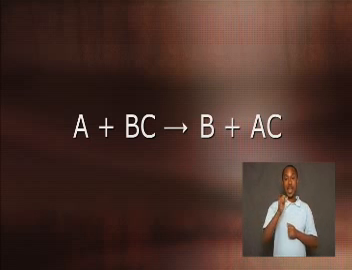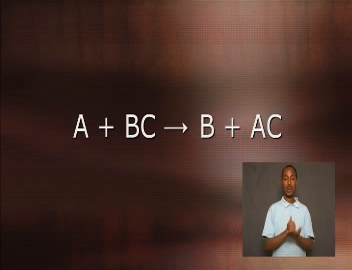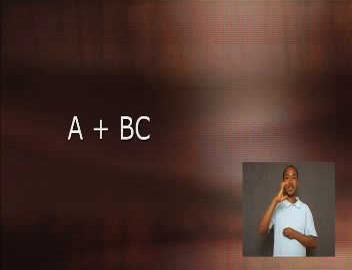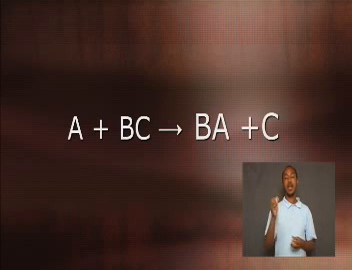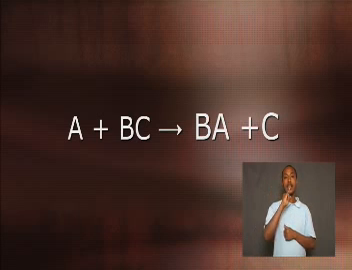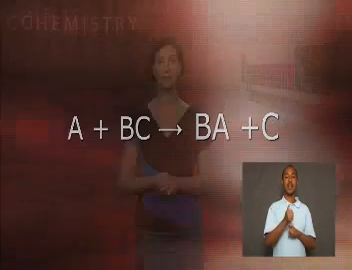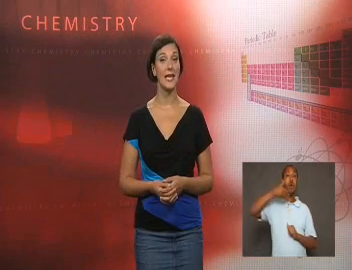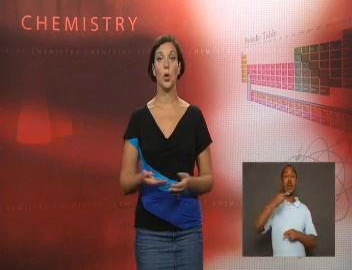If A is a metal, it will displace B to form AC, provided A is a more active metal than B. The second form is A plus BC becomes BA plus C. If A is a nonmetal, it will displace C to form BA, provided A is a more active nonmetal than C. In most reactions like these, a more reactive element will replace a less reactive element from a compound.